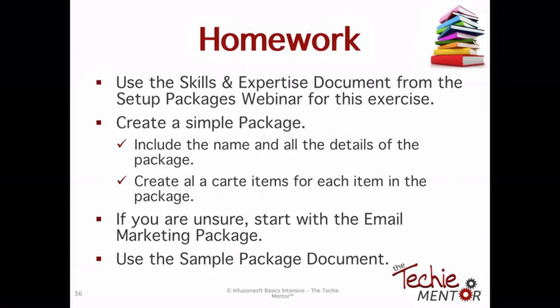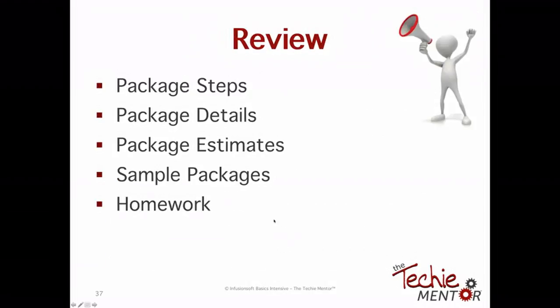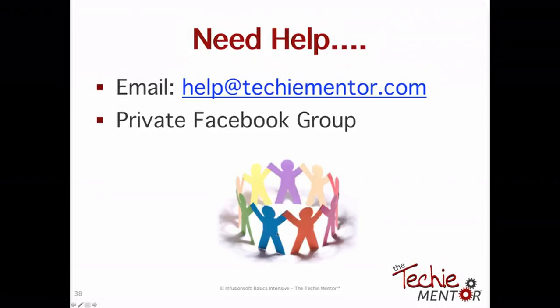So for instance, if you're doing an email marketing or e-zine package, whatever you want to call it, and you're doing 4 e-zines a month, then you would obviously just create a la carte for one additional e-zine, okay? If you're unsure, start with the email marketing or e-zine package, and you can use the sample package document. So you can use that as an idea, just to kind of show you what you're looking for, okay? So we talked steps, details, estimates, and gave you some samples.